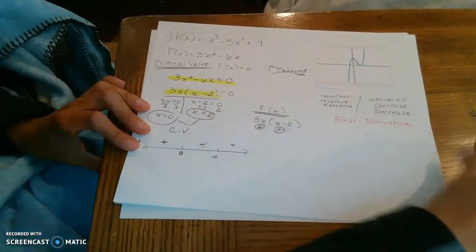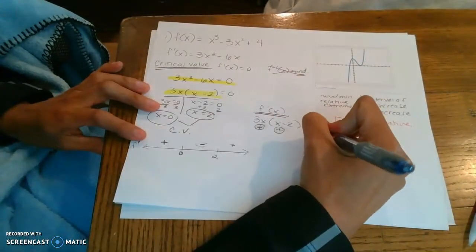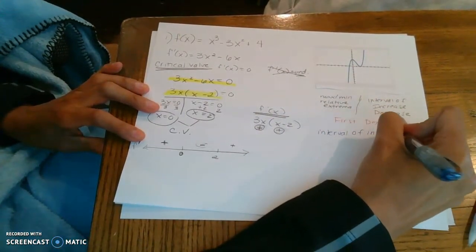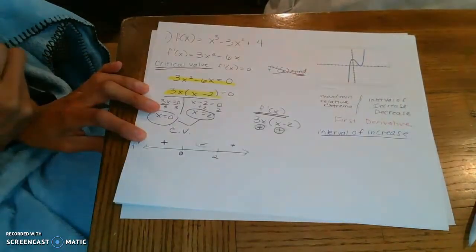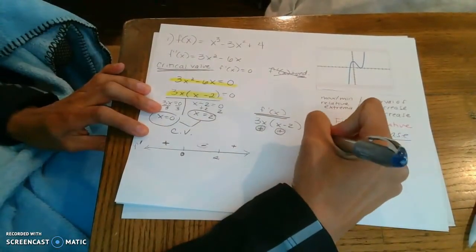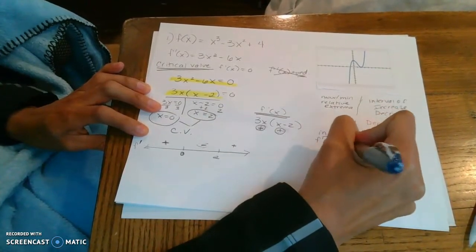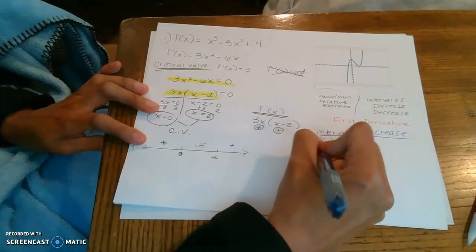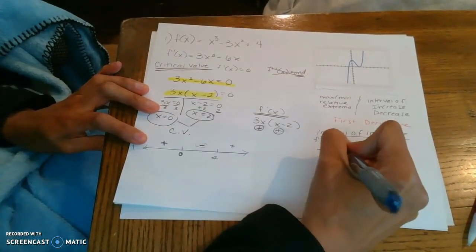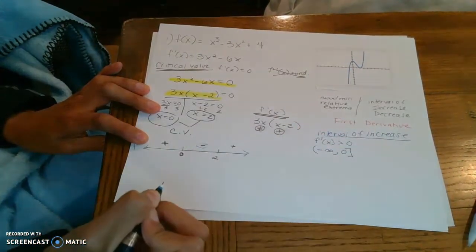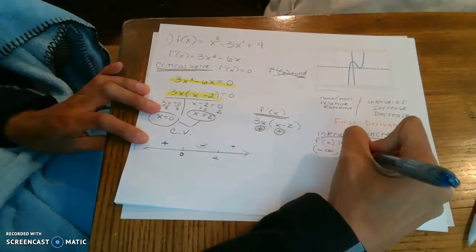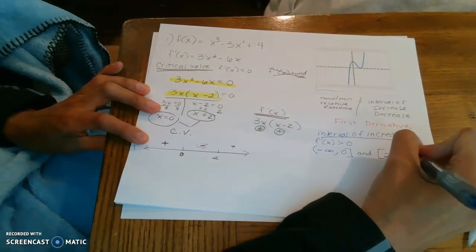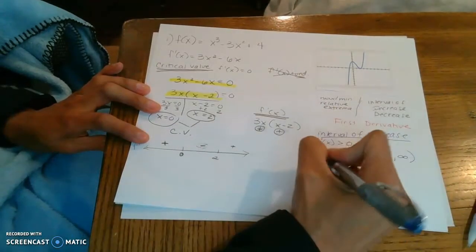Okay, so let's first write what our interval of increase is. Our interval of increase is when my first derivative is positive, greater than 0. Well, that's happening in two sections. So I'm going to say it's from negative infinity to 0. The infinities is always parentheses. And you also have from 2 to infinity. That's my interval of increase.